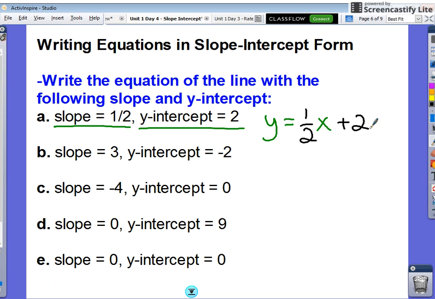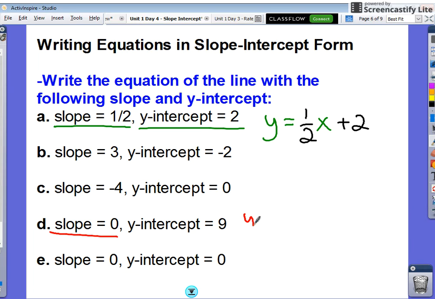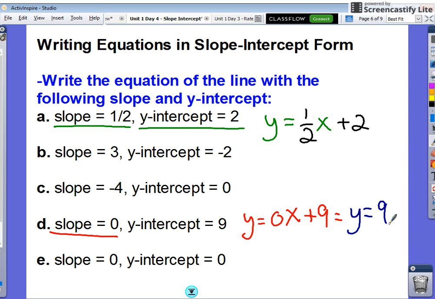Now, the ones that are going to be a bit more tricky are these right here. What happens when your slope is 0? So I just want to show you kind of practically what that looks like. If your slope is 0, even if we plug that in, we're going to have 0x. My y-intercept is 9, so that's plus 9. But really, 0 times x is just 0. So my equation here is actually y equals 9. So that kind of goes back to, if we have a 0 slope, this is a horizontal line. So remind yourself that that line right there is horizontal.